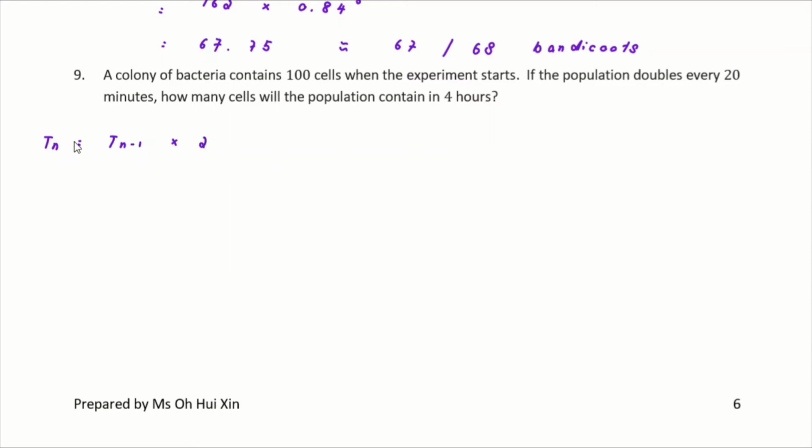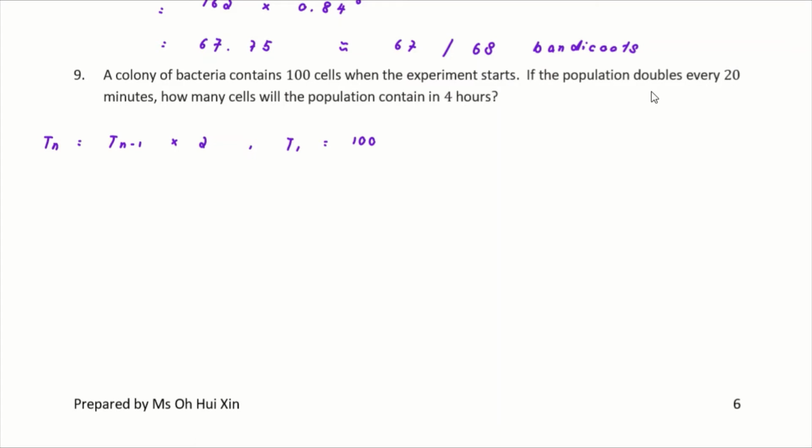So, or you can write 2 in front, it is the same thing. After we got this, we set our first term as 100. But I want you to remember this: the 100 here, when you write first term, is not for the first 20 minutes. You get what I mean, right? Because this 100 cells is when the experiment starts.